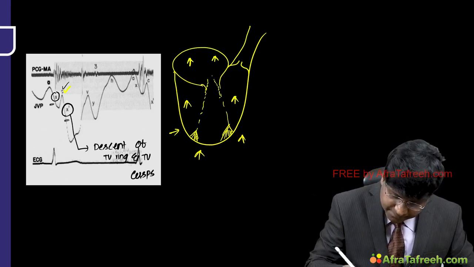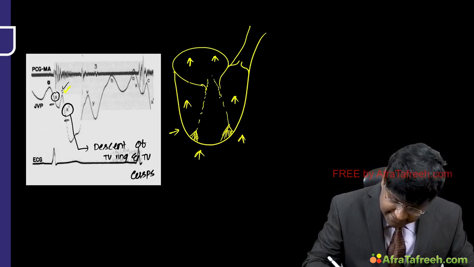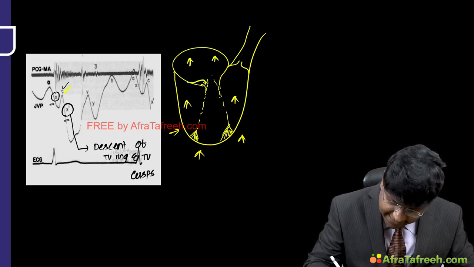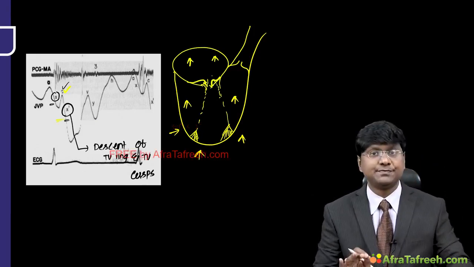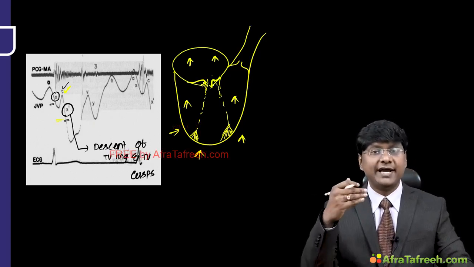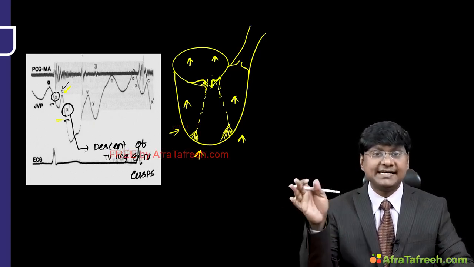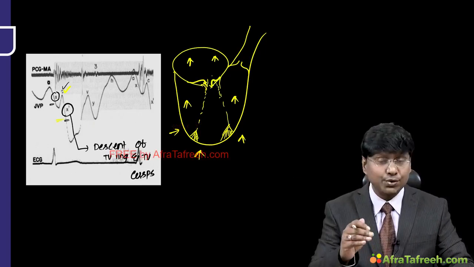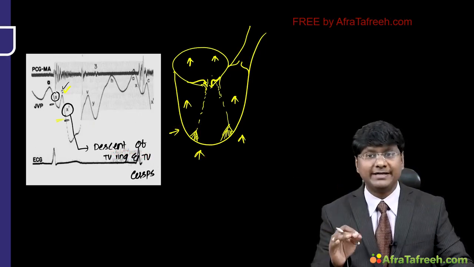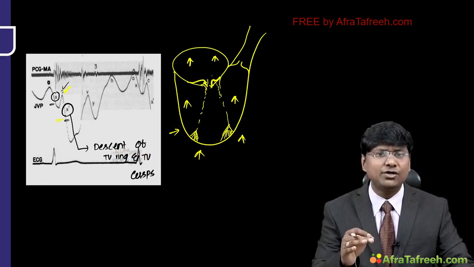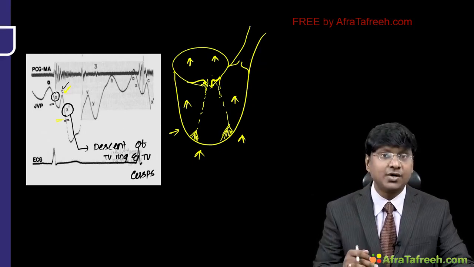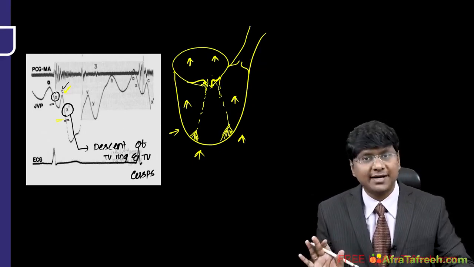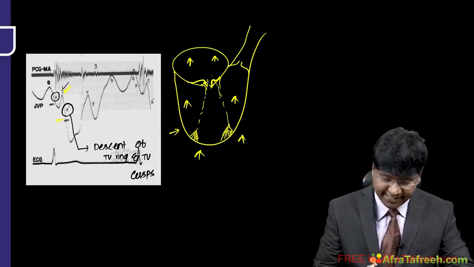So once the tricuspid valve cusps descend back again, you get this x dash. The x wave is due to atrial relaxation, and x dash is due to downward movement, or descent, of the tricuspid ring caudally during the ventricular contraction. That is about the x dash.